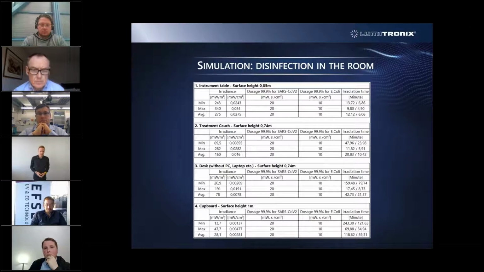With the simulation that we got from LED, we did our calculations both for SARS-CoV-2 and for E. coli. And you can see what we saw in the previous pictures before. The results for the treatment couch and instrument table are really good, with 12 minutes and 20 minutes for SARS-CoV-2. We chose a dosage of 99.9% because we think this is already a good result. And because of all the shadowing I was talking about in the last slide, we don't expect it to be a perfect result anyway. But also the desk and the cupboard, which are not as good in this setup with the light source, show a way longer time for irradiation.